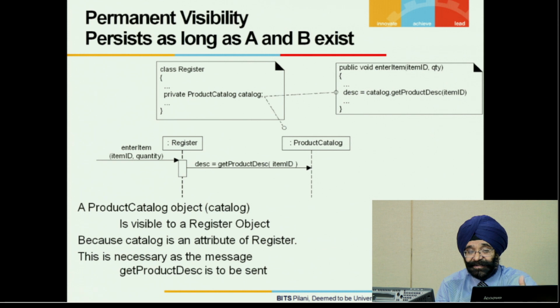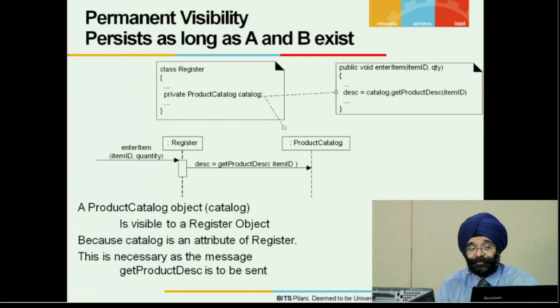Mind you, in register, item ID is not even being held. It has been received by a method called enter item in register, and without any processing, it has been passed on to an object which is visible to it. When I say it, I mean register. The object which is visible to register is catalog. And how do I pass it to catalog? I pass it to a method in catalog. And what is the name of the method in catalog? getProductDescription. Why is the passing possible? Because catalog is visible to register.